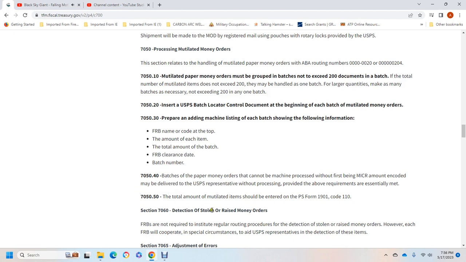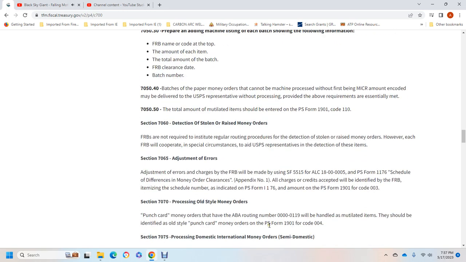Section 760, detection of stolen or raised money orders. The Federal Reserve banks are not required to enter the regular routing. Proceed with detection of stolen or raised money orders, with special circumstances handled with the USPS representative for the detection of these items.